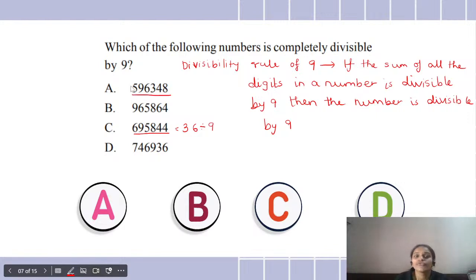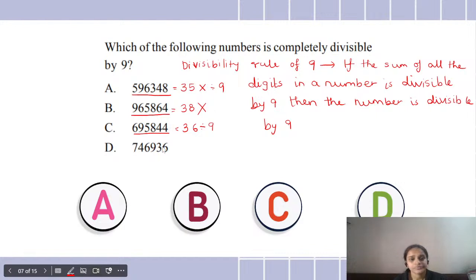So let's check this. 5 plus 9, 14, 14 plus 6, 20, 20 plus 3, 23, 23 plus 4, 27, and 27 plus 8, we get 35. But 35 is not divisible by 9, right? So this number is not divisible by 9. Again, let's check this. 9 plus 6, 15, 15 plus 5, 20, 20 plus 8, 28, 28 plus 6, 34, 34 plus 4, 38. So this is also not divisible by 9.